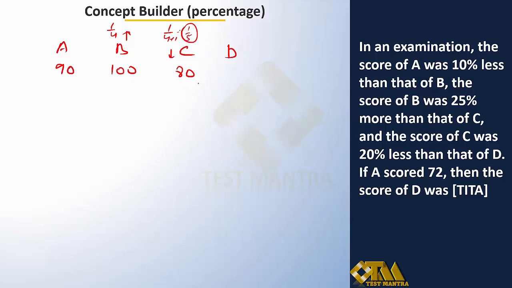And C was 20% lesser than D. That means can I say D should also be equal to 100? Same concept. So it's more a percentage increase and reduction format. So do the mental calculation and you can work on the values.